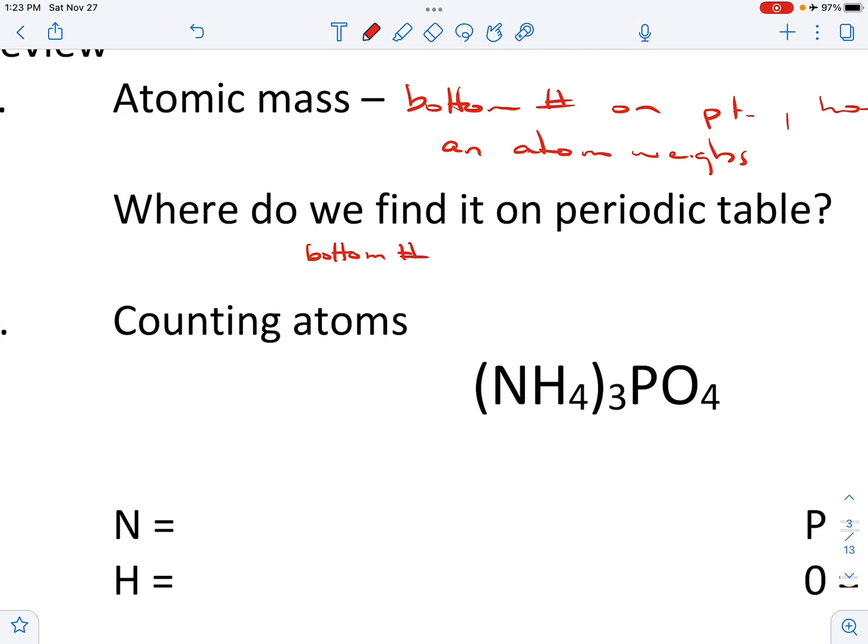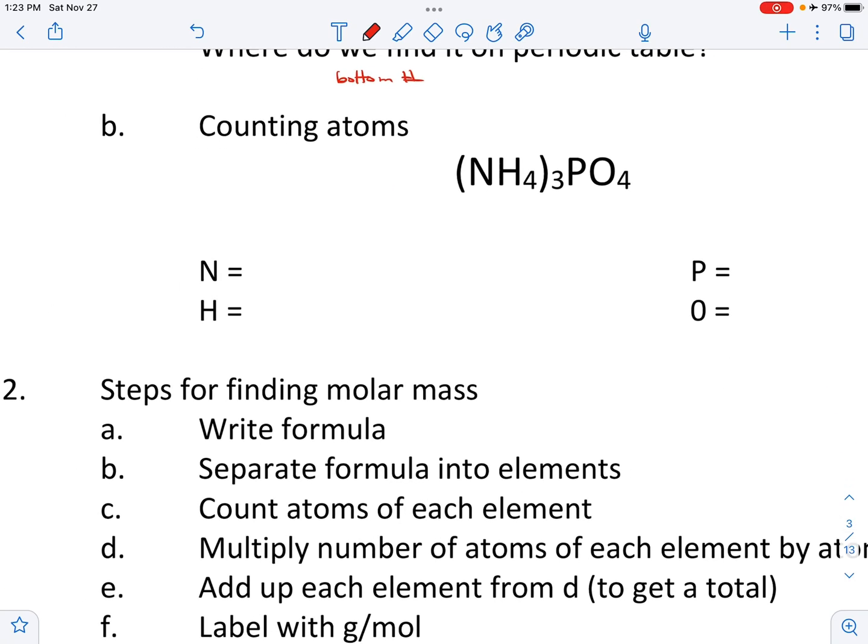Okay, so a couple other things to review here is counting atoms. So we have ammonium phosphate listed for us, NH4 in parentheses, times 3, PO4. So how many N's do we have in this formula? Well, remember the parentheses are distributive. So we have 3 N's. We have 4 times 3, 12 H's, 1 P, and 4 O's. And we need to know how to do that so we can do this next part.